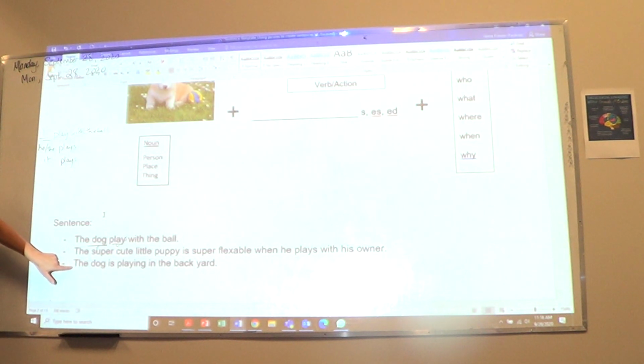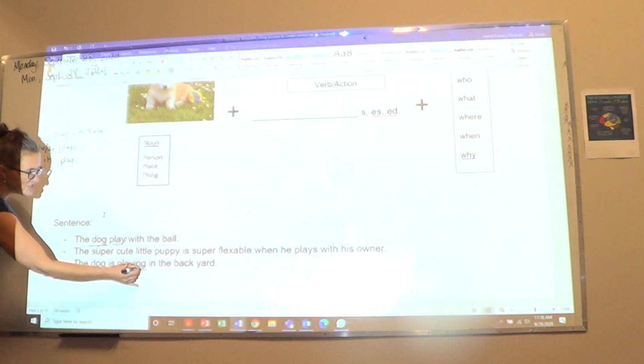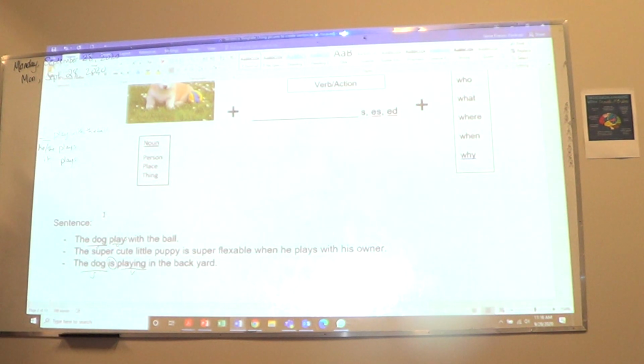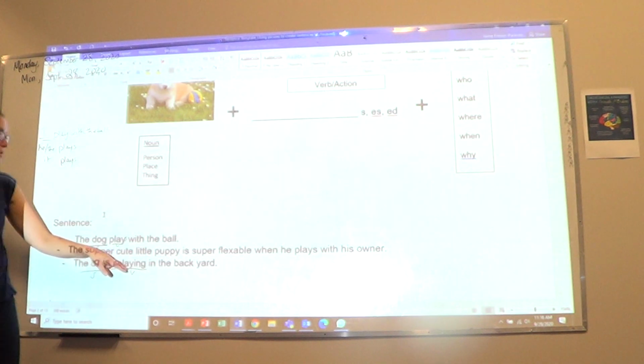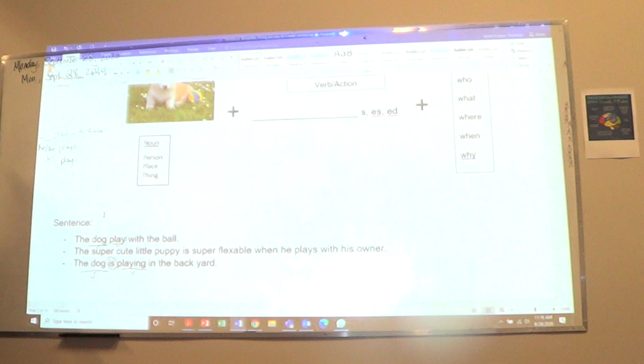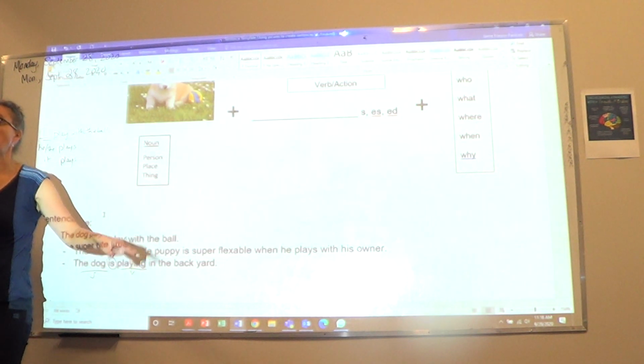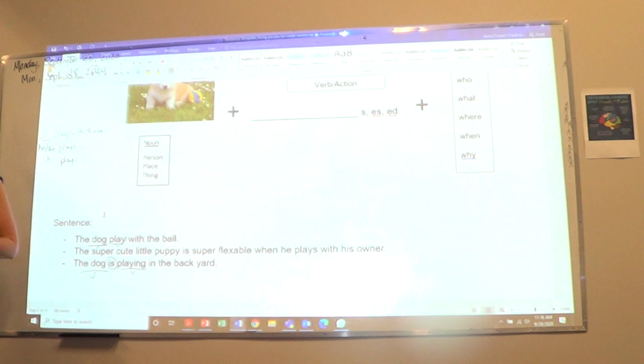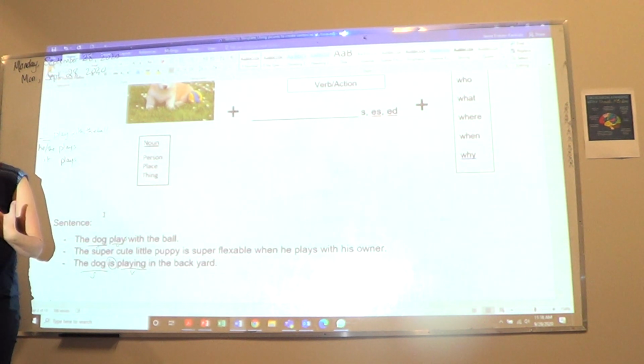Now, I want to go to this one next because this is also correct. So the dog is our subject. Now here we have the verb with the ing, but we have the helper is in there, and that's right. The dog is playing in the backyard. That means that that happens right now. If it said the dog plays in the backyard, that means that's something the dog does every day, or almost every day, routine. Does that make sense?